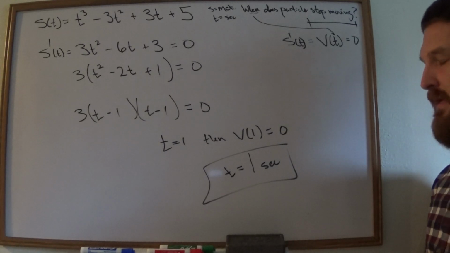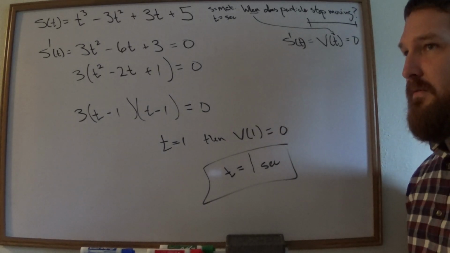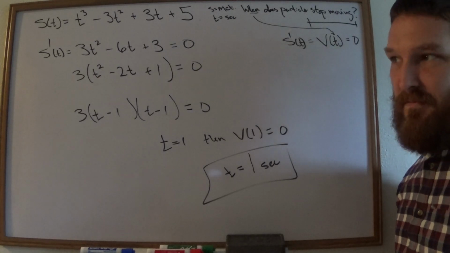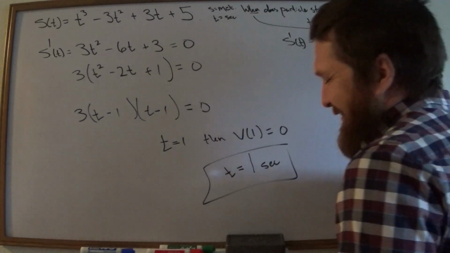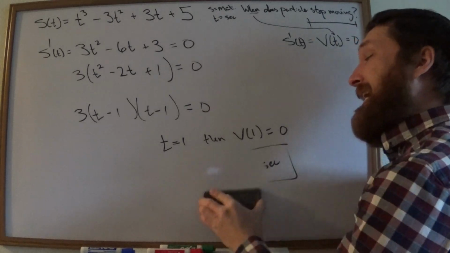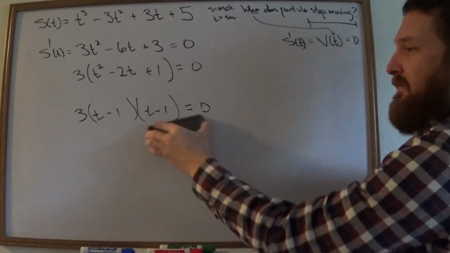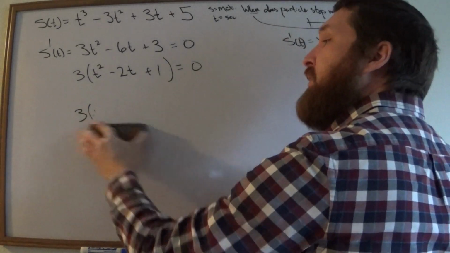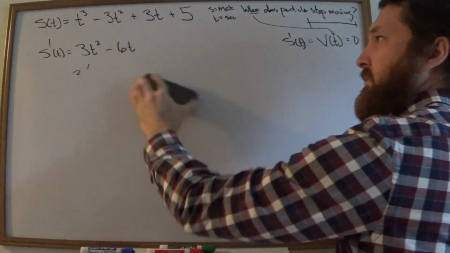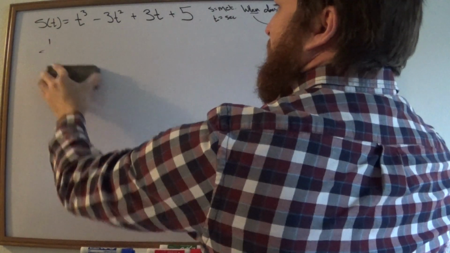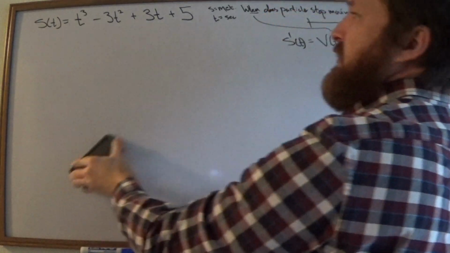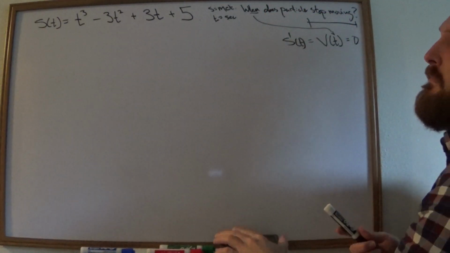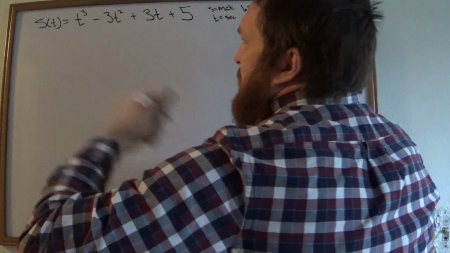So really, any question comes down to: set the derivative equal to this, or set the second derivative equal to this and find this, or plug this number into the second derivative. Because I could give you the same thing and ask you, what's its acceleration at that time?